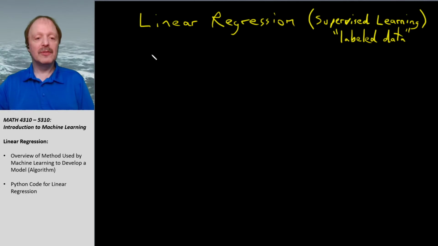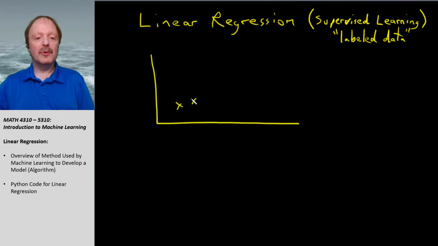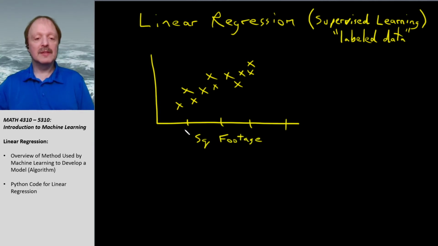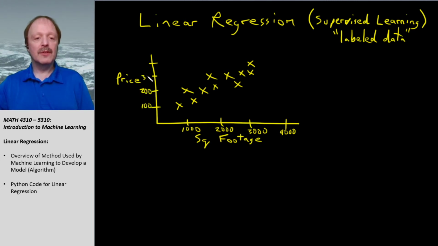So we're going to have some data points, and this is going to correspond to, on the x-axis, the square footage of a house, and maybe this is 1,000 square feet, 2,000, 3,000, 4,000. And then over here, we're going to have the price of the house. I'll do it in thousands. So this is 100, 200, 300, and 400,000. So thousands.